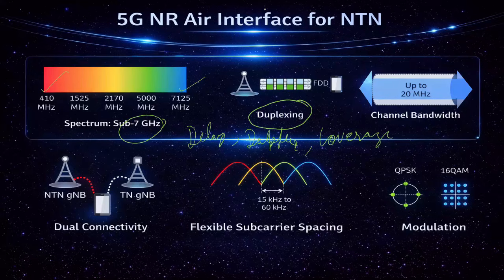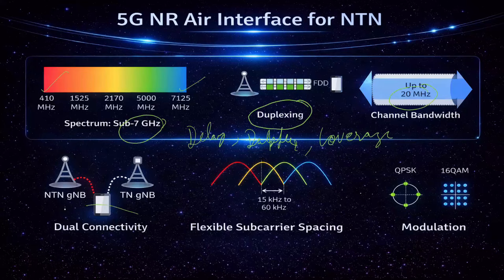Then you have channel bandwidth. The maximum channel bandwidth supported here is 20 megahertz, right? This is mainly due to spectrum constraints and satellite system limitations. So compared to terrestrial, 5G NTN operates with a lower, narrower bandwidth.